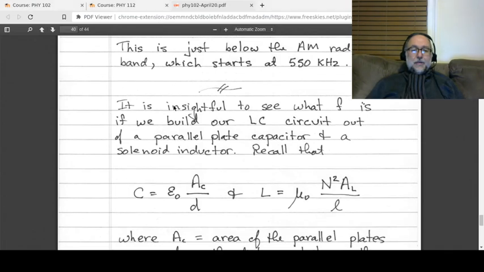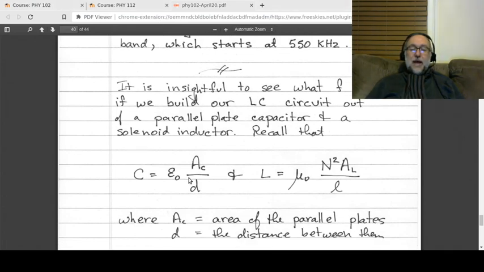A parallel plate capacitor has a capacitance C given by this formula. A is the area of the two plates, and D is the distance between them. I had to call this A_C to distinguish it from the cross-sectional area of the inductor. So A_C is the area of the two plates in the capacitor, and they're a distance D apart. I don't have any dielectric in there, so all I have here is the permittivity of free space.